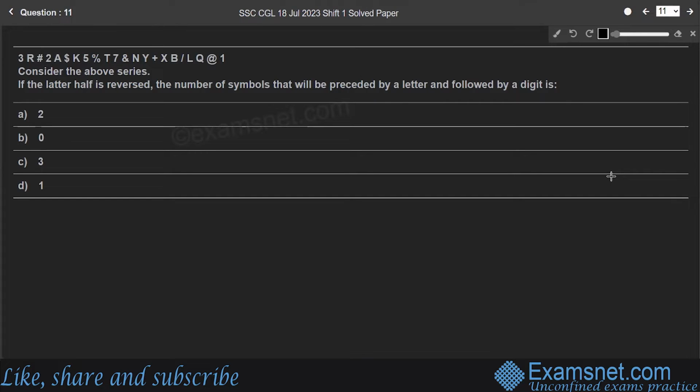So if the latter half is reversed, let us consider the first 11 letters and symbols, right? 1, 2, 3, 4, 5, 6, 7, 8, 9, 10, 11, right? So make 2 parts in this. This will be the latter part, the last 11 letters and digits. Let us reverse the latter half part. For that, first let us consider the first part: hash 2a and a dollar symbol k 5 percentage t and 7.